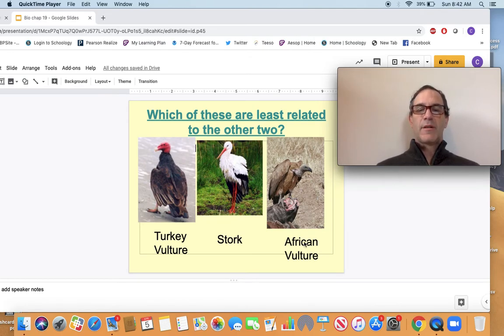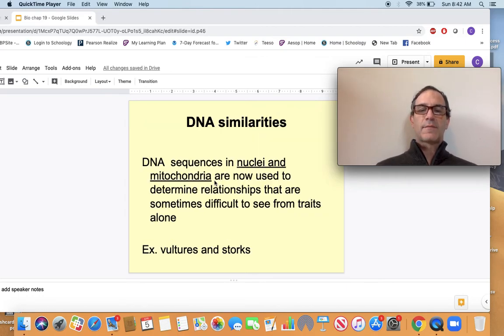However, it turns out that the African vulture here is the outgroup, and the stork and the turkey vulture are most closely related. Why is that? Well, this is based on DNA similarities. We now use DNA sequences, and we find these in the nucleus, as all of you know, as well as the mitochondria. Mitochondria has DNA in it as well, to determine relationships that are sometimes difficult to see from traits alone.